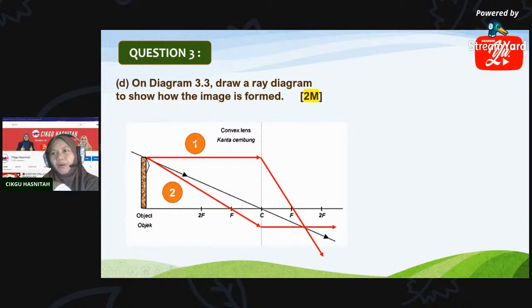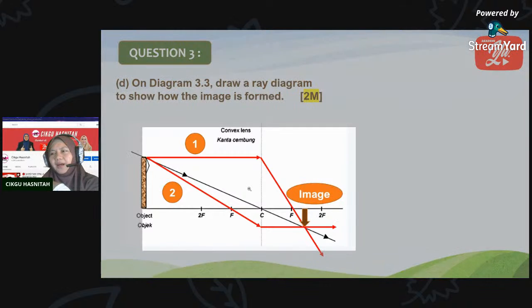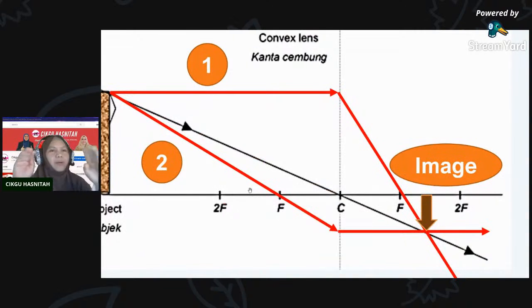So either you draw number 1 or number 2. You mark the position of image and write it as image. So this is the proper ray diagram which you should draw. Image. Label the image as well. So what is the characteristic of image shown here? Can you tell me the characteristic of image shown here? Upright or inverted? Now we can say virtual or real. And then look at the size.